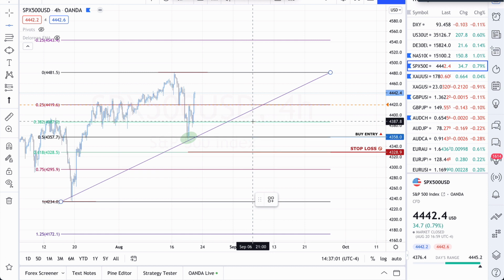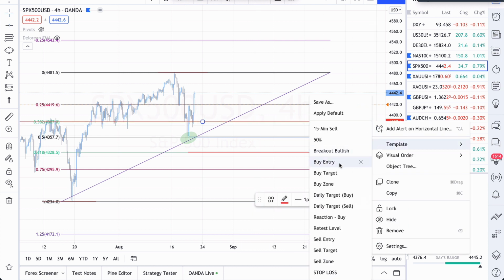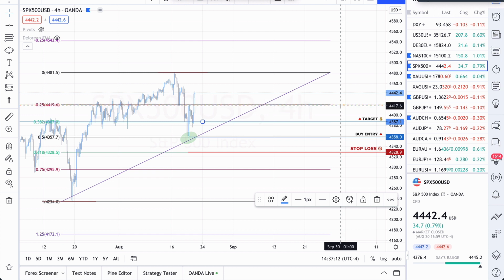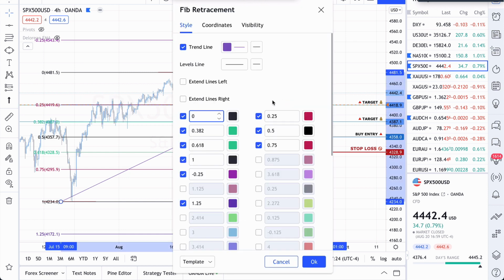Target 1, fib level, 38.2. Hit. Target 2, 25%. Hit. Look at this. Now, on my fib, I have quarter marks. So I can target on the way to the fib levels.